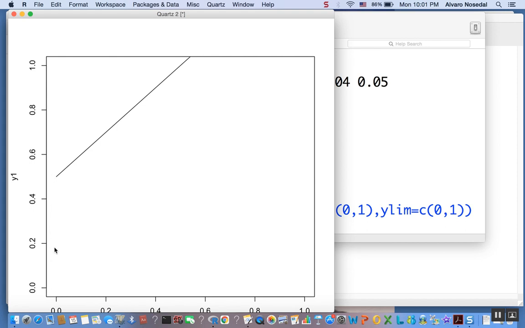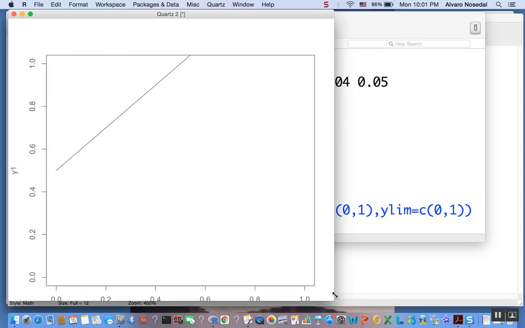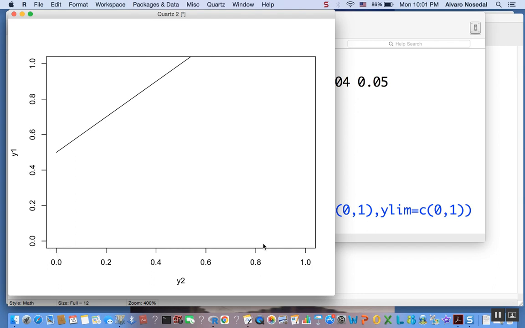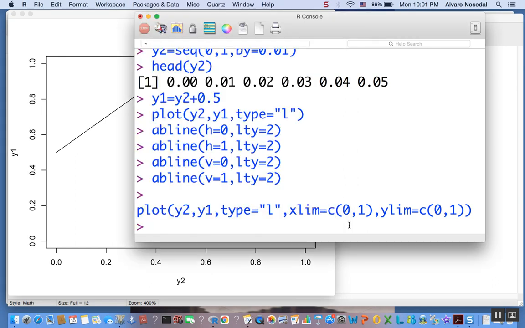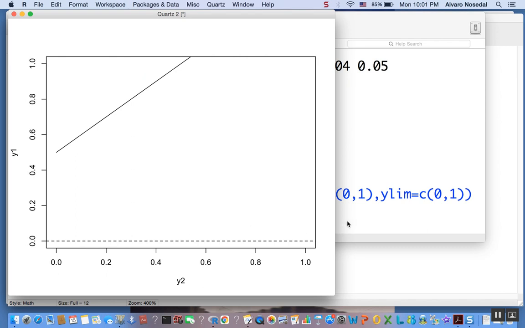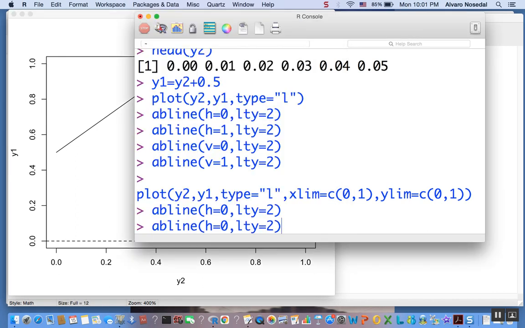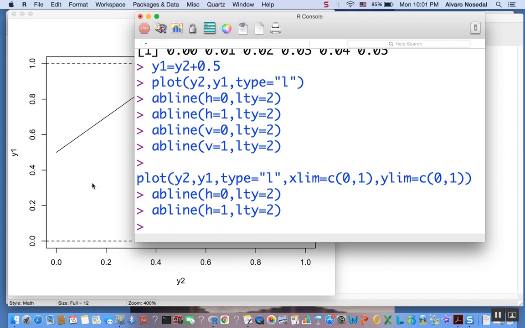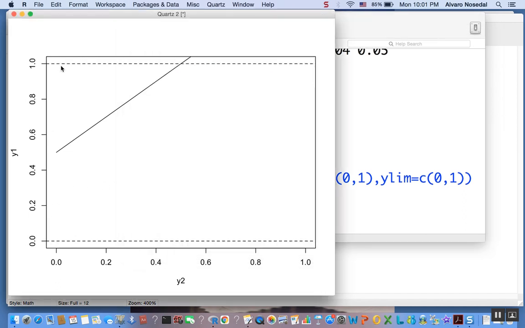So we want y1 and y2 to be between 0 and 1, right? And now let me add those horizontal and vertical lines. Okay, that's better. So as we can see, y1 is restricted between 0 and 1, just to remind us of that.